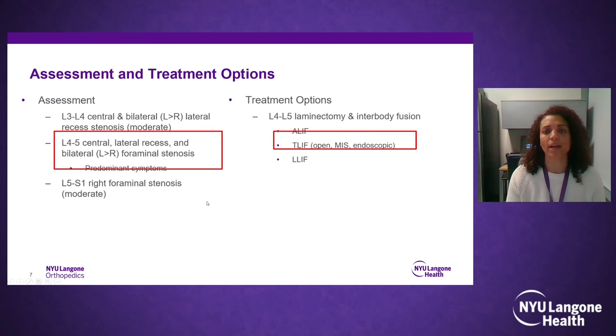And then what are our options for that? Well, we can do a 4-5 LAMI and some sort of interbody fusion. We could do an ALIF, we could do a lateral, we could do a TLIF, and an open, MIS or endoscopic. And given her significant scoliosis, I wanted to see if I could do this endoscopic and really minimally approach this, as well as she had that uninstrumented fusion at 5-1. She has some stenosis above, so seeing if I could address this through an endoscopic technique. Additionally, she's 76, so I'd like to minimize her downtime.